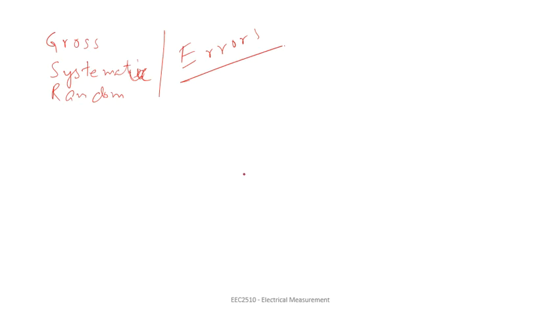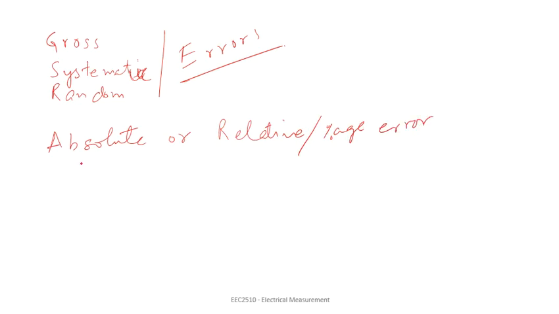Now these errors, they may either be expressed as absolute or percentage error. Okay, so error may be absolute error or relative error or percentage error, you can say. Okay, so what is this absolute error? First of all, we'll discuss this.